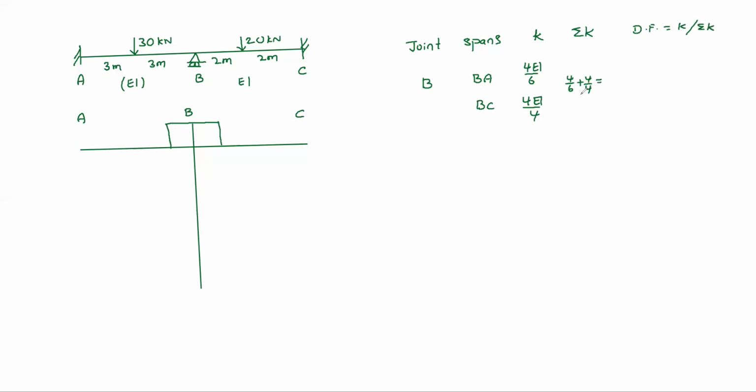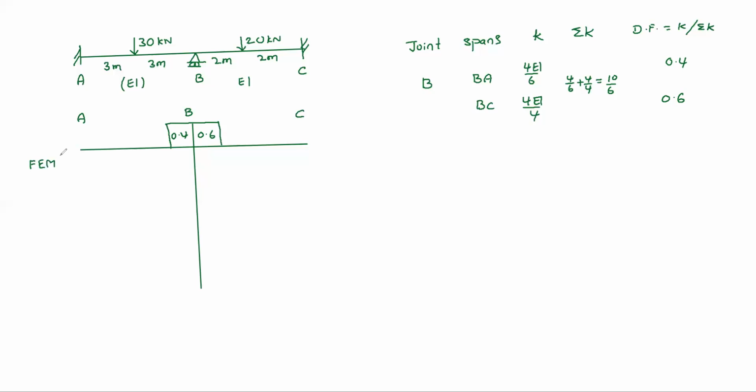Sigma K is 10 by 6, right? So K by sigma K: 4 by 6 by 10 by 6. How much? 6 gets cancelled, 0.4. Then 4 by 4 by 10 by 6, how much? So 0.6. You can check it. Okay. These are the distribution factors, 0.4 and 0.6.